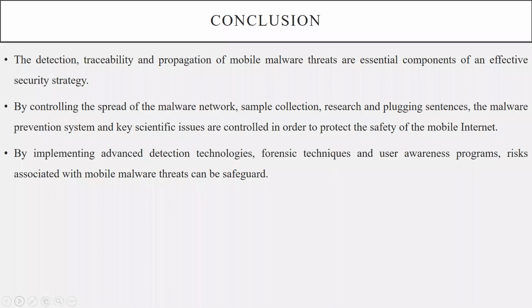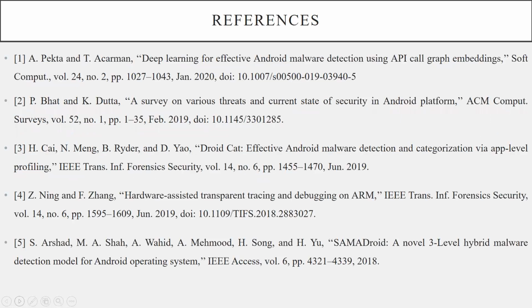So coming to the conclusion, the detection, traceability, and propagation of mobile malware threats are essential components in an effective security strategy. By controlling the spread of malware networks, the scientific issues are controlled in order to protect the safety of the mobile internet. By implementing advanced technologies, forensic techniques, and user awareness, we can reduce malware threats. This is the conclusion, and these are the references which I took for this paper. Thank you.